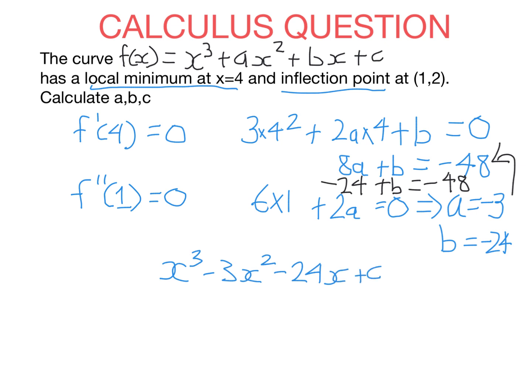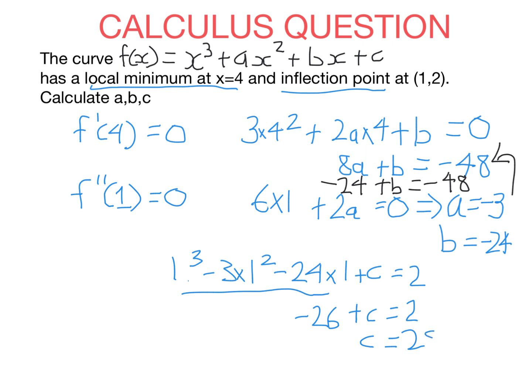Now, because the inflection point occurred at (1, 2), this tells us when x equals 1, the y value is equal to 2. So that means that the value of the curve is equal to 2 if I substitute everywhere I see an x for 1. This is a very easy equation to solve. Just put all of that in your calculator if you need. I get negative 26 plus c is equal to 2. Add 26 to both sides. I get c is equal to 28.